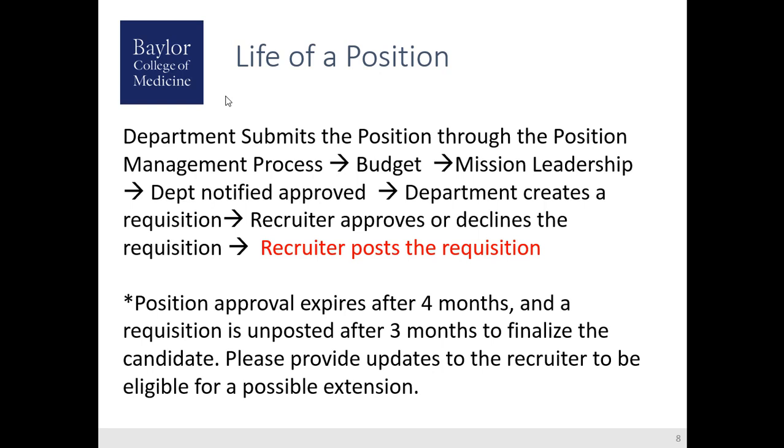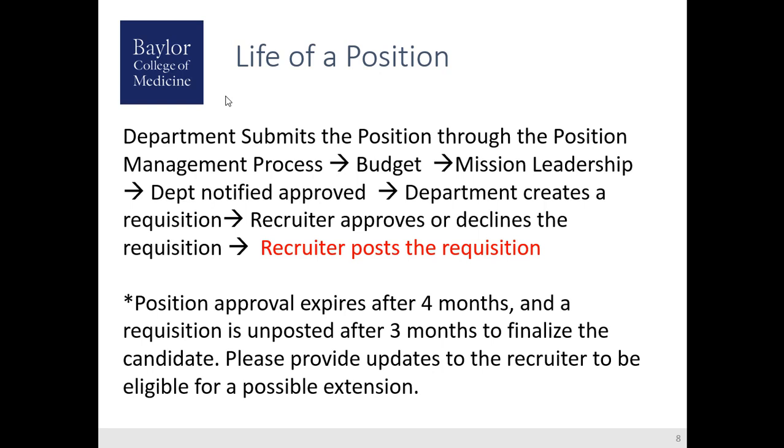We just wanted you to be able to see what the life of a position is in SuccessFactors and when the recruiter gets involved. So the department will submit the position through position management. It'll go to budget, mission leadership, then it'll be approved. The department is notified that it's approved, usually the HRC or the HR coordinator that I mentioned. From there, with an approved position, the department or the HRC has to create a requisition. And when they create that requisition, it goes to the recruiter assigned to that department. And that's the first time that the recruiter is involved in the process.